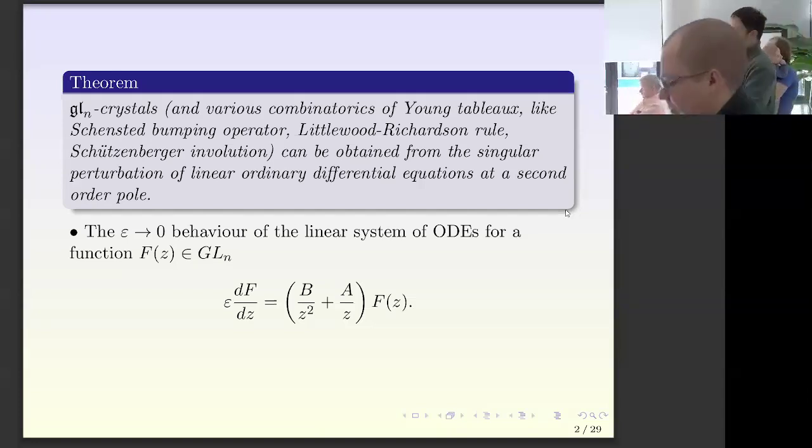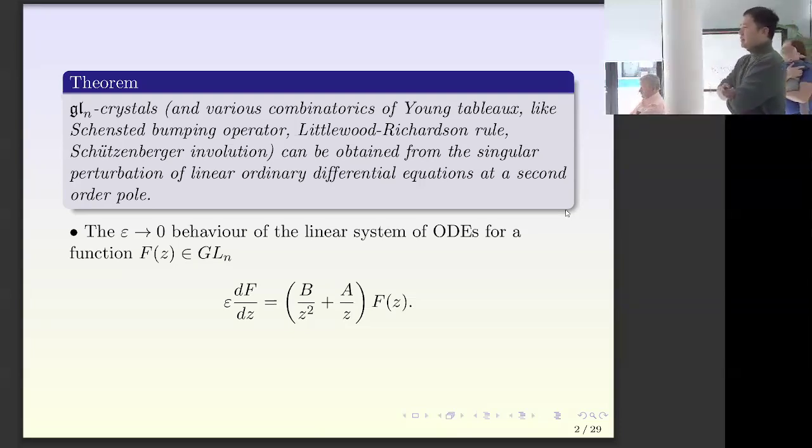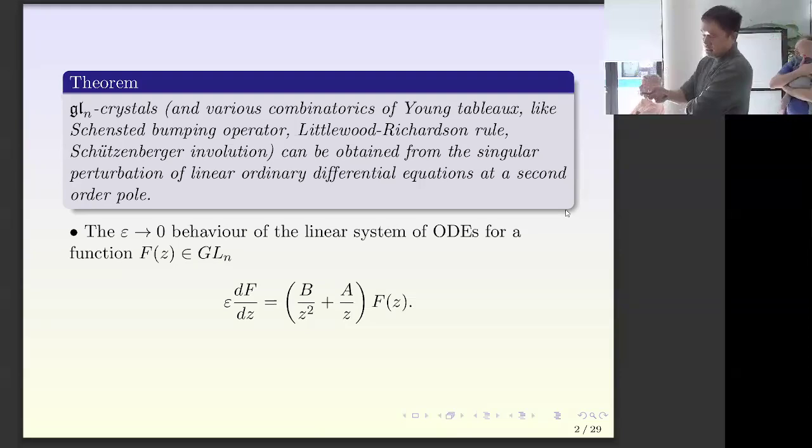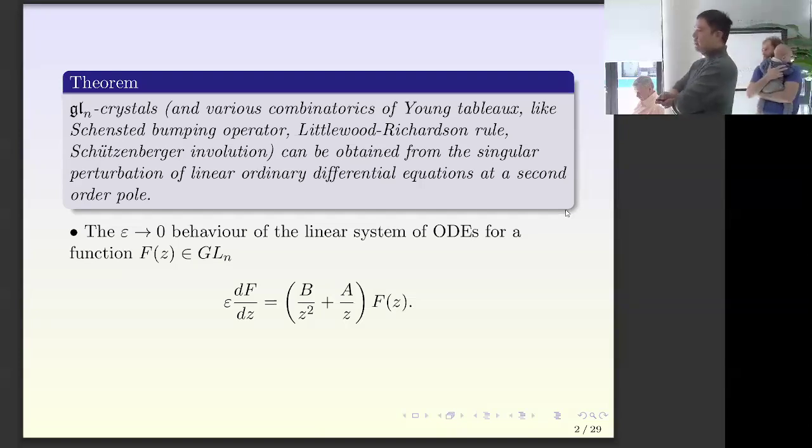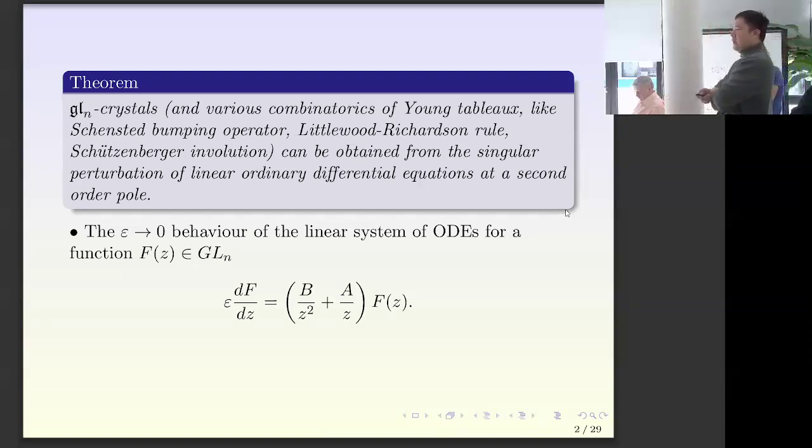at a singularity. By singular perturbation theory of linear ODE, I mean, in my talk, I will consider the following system of ODEs for an n-by-n matrix valued function, where A and B are constant matrices, and epsilon is a small parameter. This is a typical linear ODE with a second order pole at the origin, when z equals 0. And by singular perturbation, I would like to understand the behavior of the solutions as epsilon goes to 0. It's a typical perturbation problem.